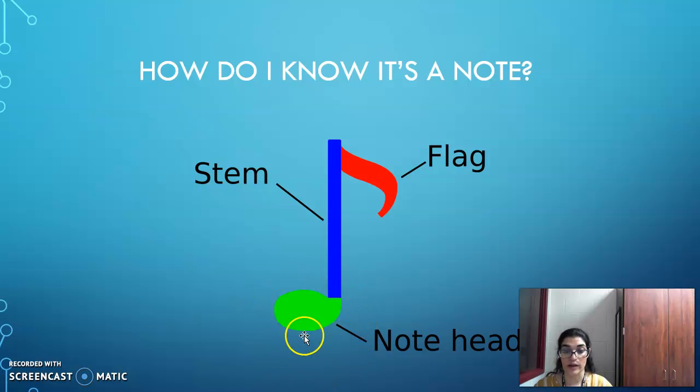First of all, it has a note head, a stem like a flower, like a little flag. It's like a little flagpole right here. This is a note. Sometimes notes have just note heads. Sometimes they have a note head and a stem, and no flag, and sometimes they have 1 flag, 2 flags, or 3 flags. It just depends. But this is definitely a note.